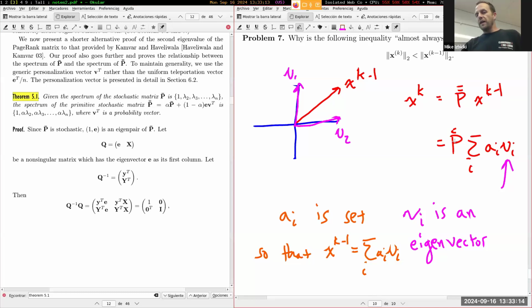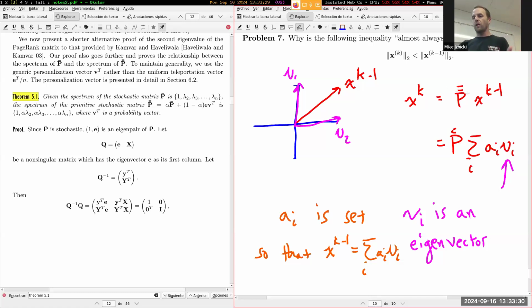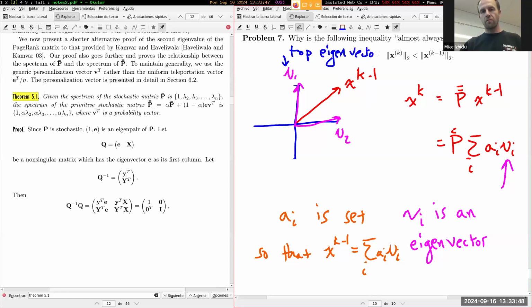When we do this application of p bar bar, how does that change our basis vectors? That is equivalent to asking how this changes our actual vector. When we say p bar bar applied to v sub i, that's equivalent to asking p bar bar applied to the original vector itself. Well, we know from theorem 5.1 and a lot of other discussion that this v right here is the top eigenvector, and it has eigenvalue equal to 1.